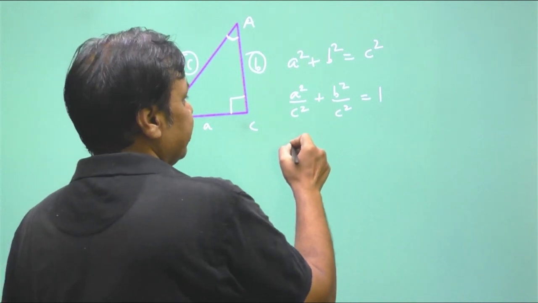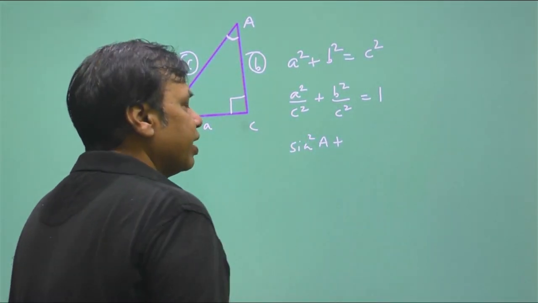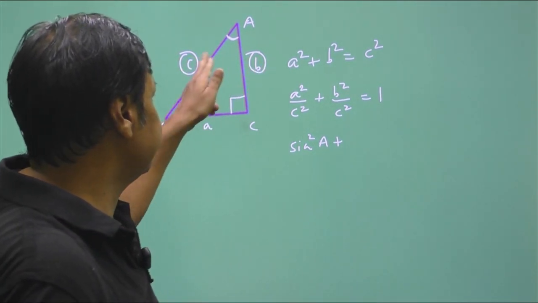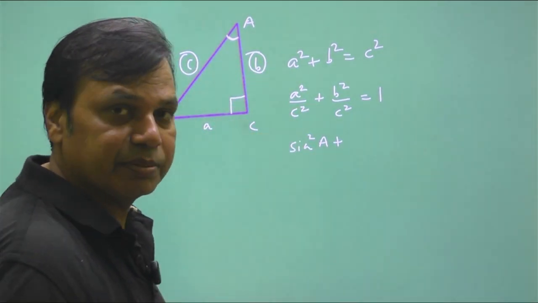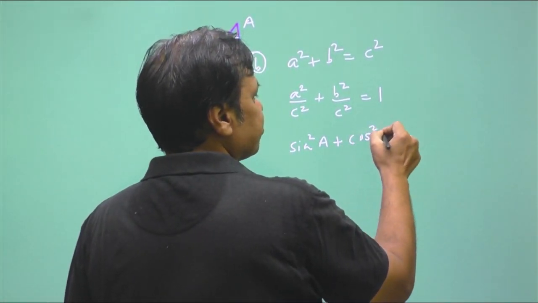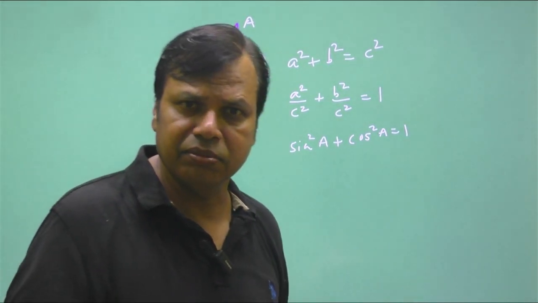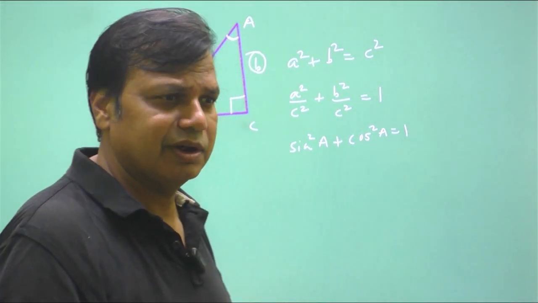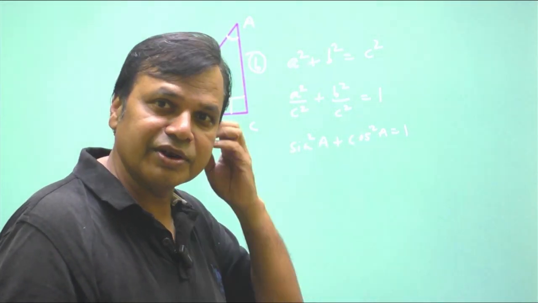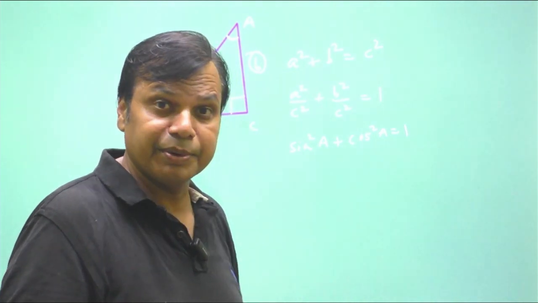So, A square upon C square can be written as sine square A, and in a similar manner, B upon C is cos A, B being the base and C the hypotenuse. So B square upon C square can be written as cos square A. And you get a formula in terms of sine and cosine: sine square theta plus cos square theta equals 1. I think this is a very popular formula.